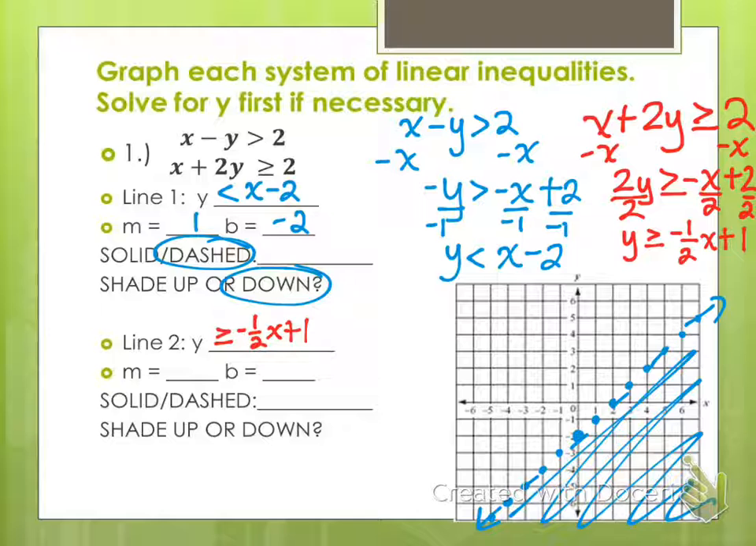Jamal Dixon, what are m and b? Very good. -1/2 and 1. We start our graph at +1 on the y-axis. -1/2 means we can go down 1, right 2. Instead of going down and right, we could go up and left.